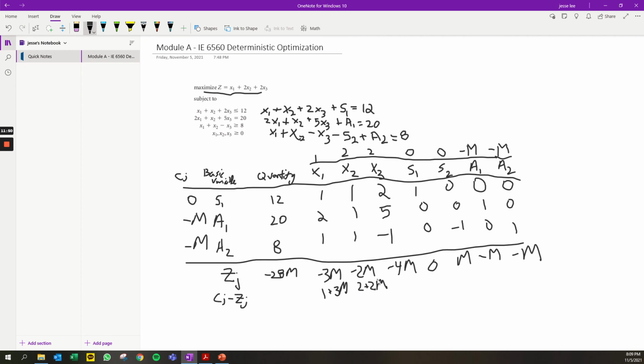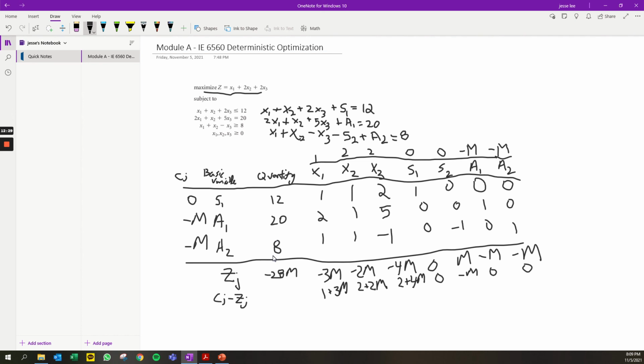And then 2 minus negative 4 is 2 plus 4m. And then 0 minus 0, 0. 0 minus m is negative m. And minus m minus negative m is 0. Negative m minus negative m is 0. Okay, and that is the completion of the initial simplex tableau.